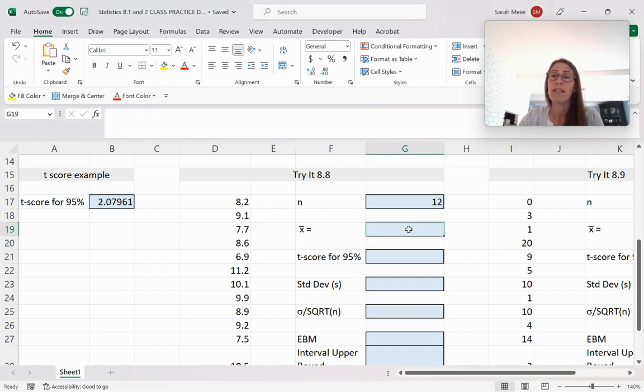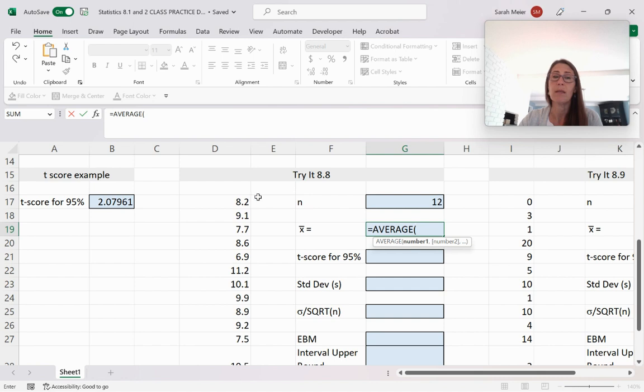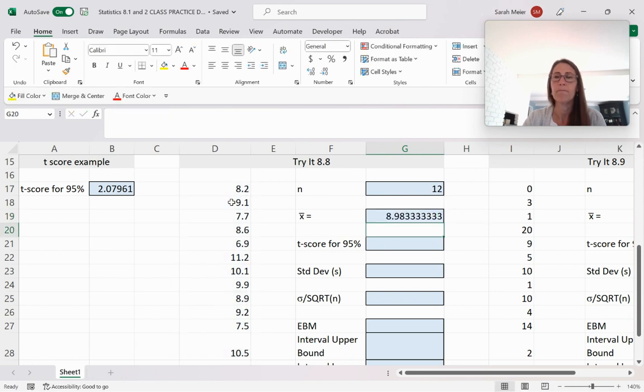So X bar is our sample mean, and we're going to calculate that. In the previous section, we were given the sample mean. Here we're going to calculate it. I'm going to use the average function, highlight all my data, and that gives me my sample mean, the average for the data that I collected about the mean number of hours slept. Now our t-score. We just calculated that over here, but I'm going to type it in again.